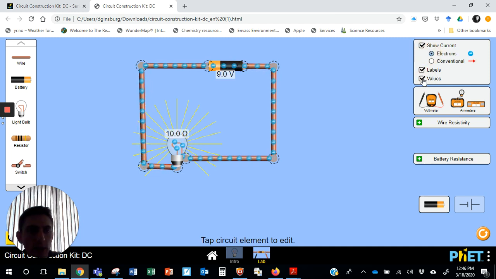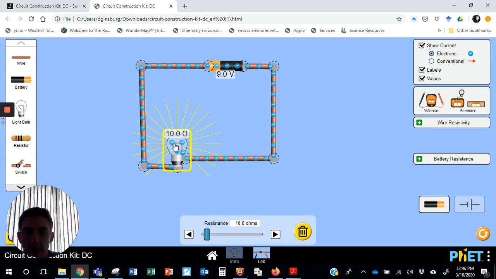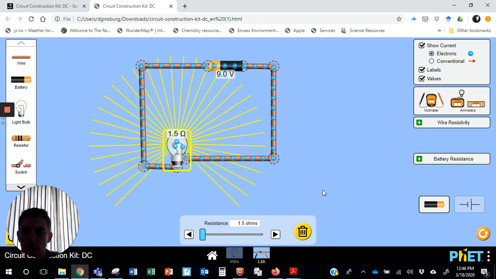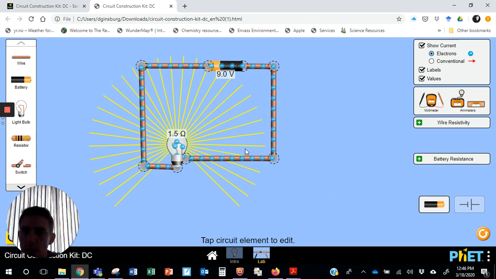Okay. If I click on show values, it will show me the resistance of the light bulb. If you click on the light bulb, you can use the slider to adjust the resistance to whatever you want. So let's have a very low resistance, 1.5 ohms. Remember, resistance is measured in ohms.